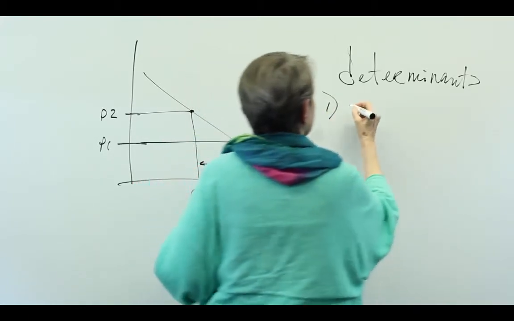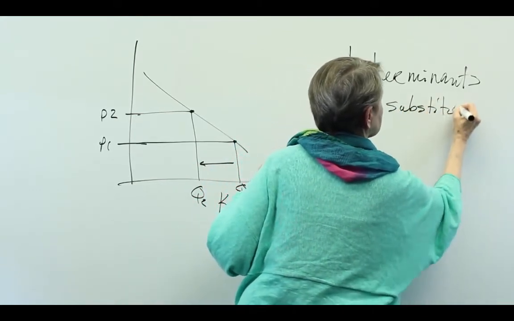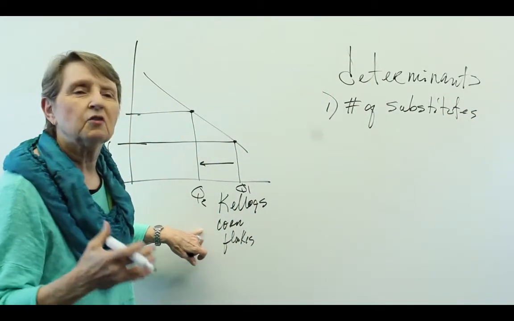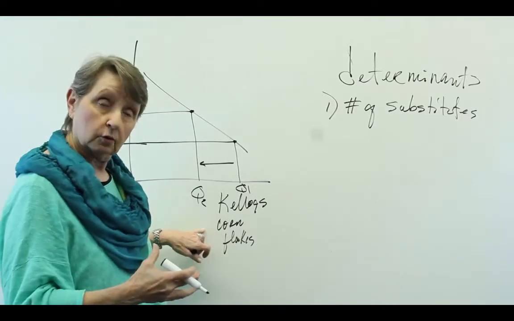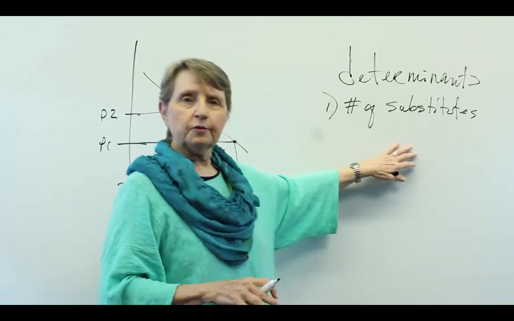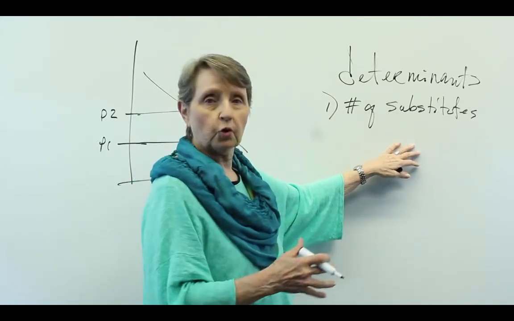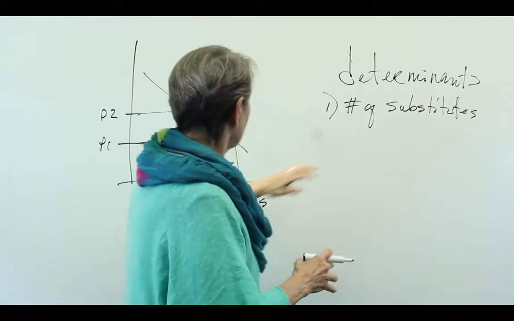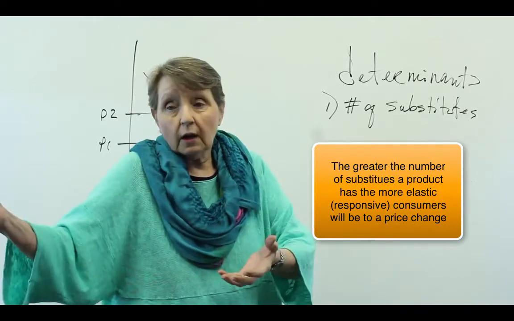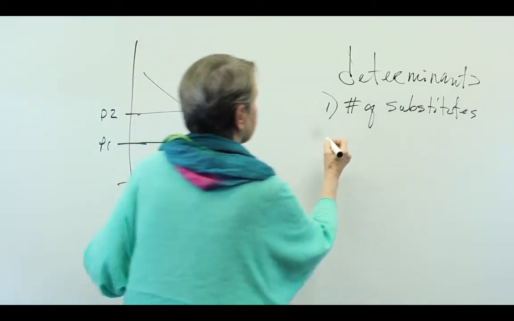the first one is the number of substitutes. How many substitutes are there for Kellogg's cornflakes? There's so many choices in cereal. You can't even find the Kellogg's cornflakes on the shelf. There's like 45 different kinds of cereals. What are the substitutes for gasoline? Well, you can walk or take public transit or ride a bike. So the greater the number of substitutes, the more elastic, because you have other choices. If the price of Kellogg's Corn Flakes goes up, buy Post Toasties. So number of substitutes are very important.